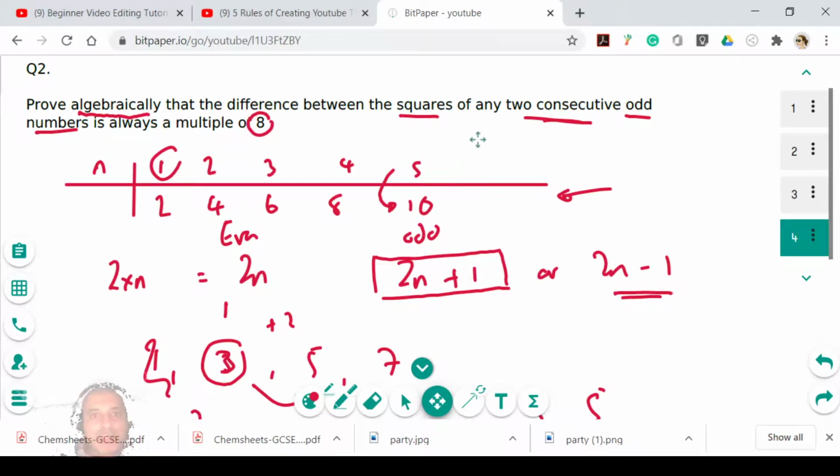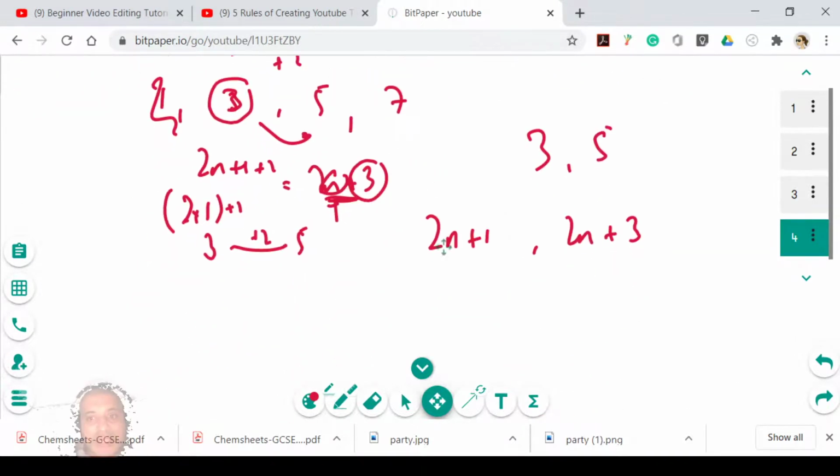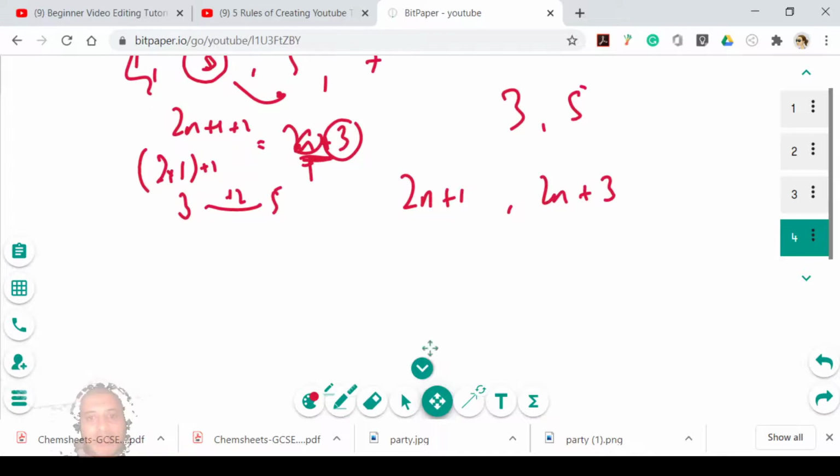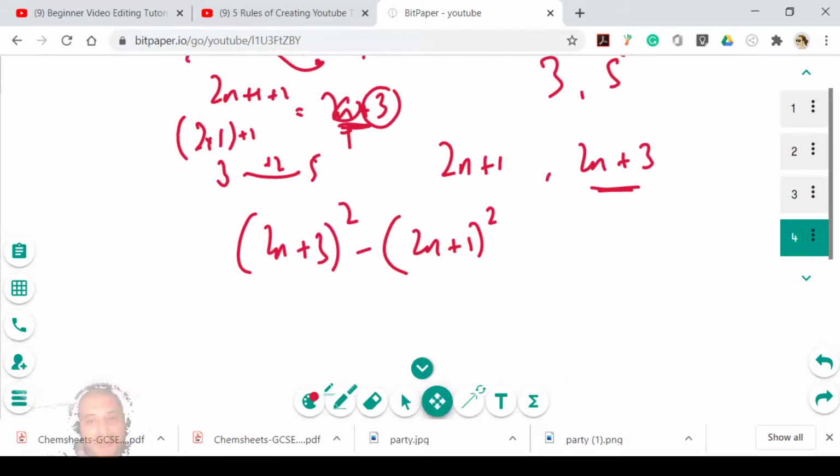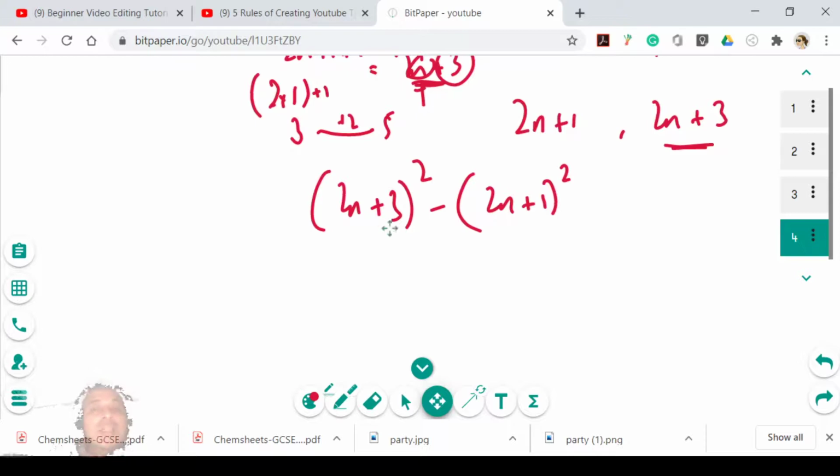So I want the difference between the squares. So I want to square these, right? And I want the difference. So if I write that out first, 2n plus 1 squared. And what I want is the difference. So I would take the biggest, which is obviously going to be this because I've got a 3 in it. So I take the biggest, 2n plus 3 squared, and I would take away the smallest. All right. That gives me that.